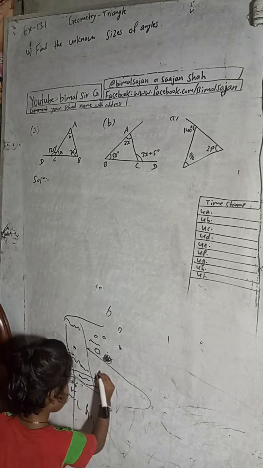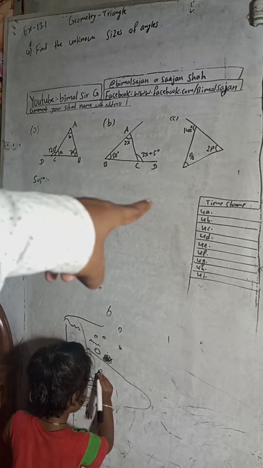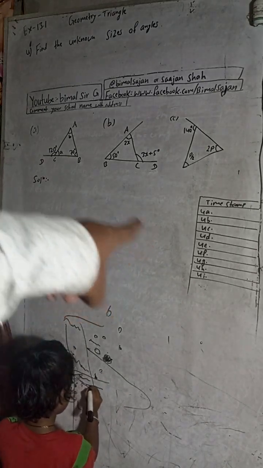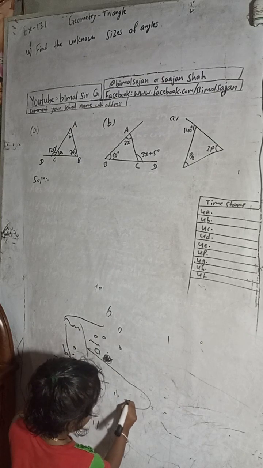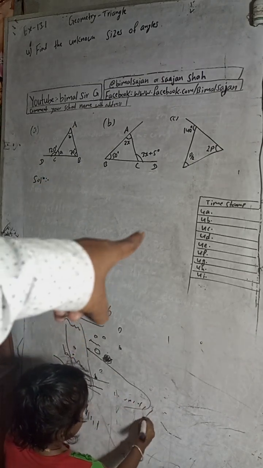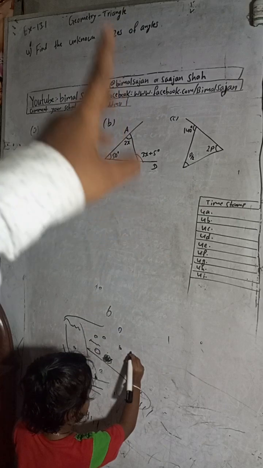So now I'll start the solution, and this is the time stamp. The time stamp means I am going to solve all the questions of 4 up to I number. So the time stamp is given to jump to that particular question.